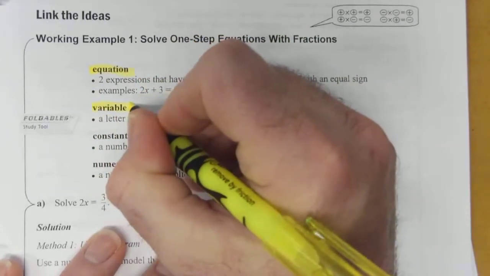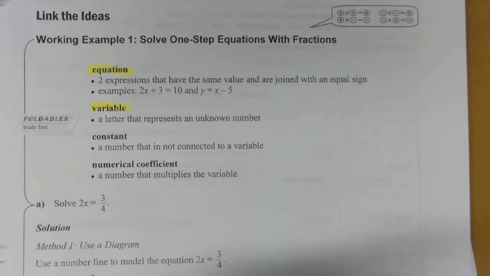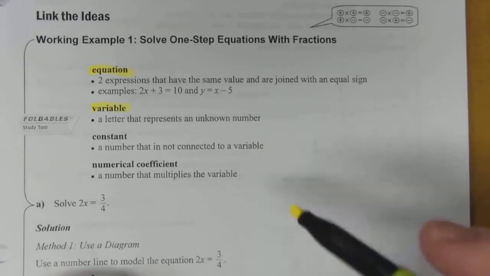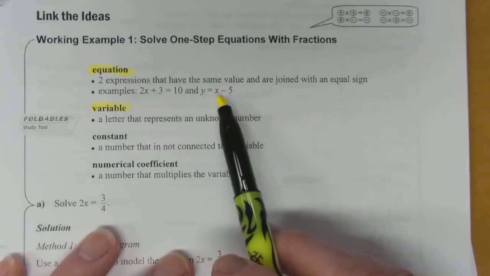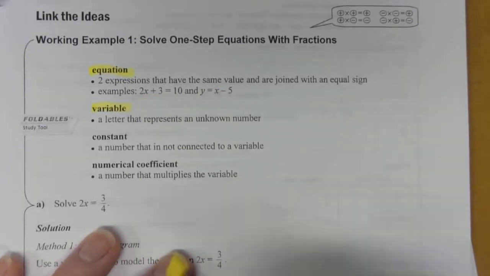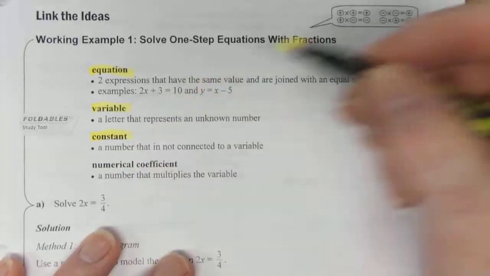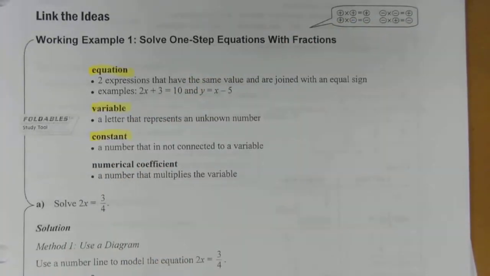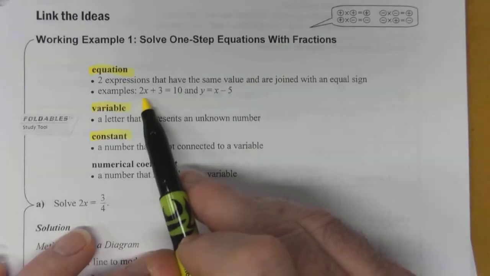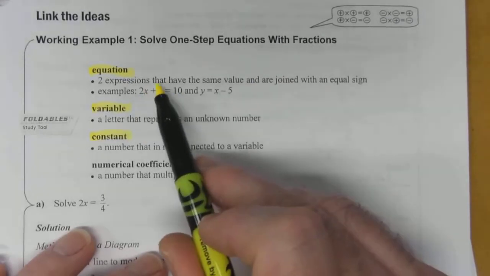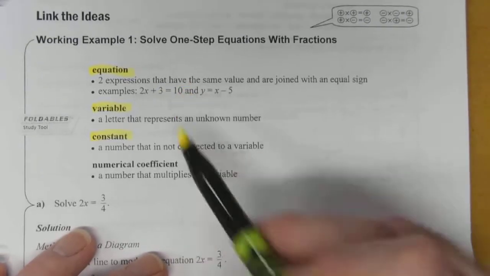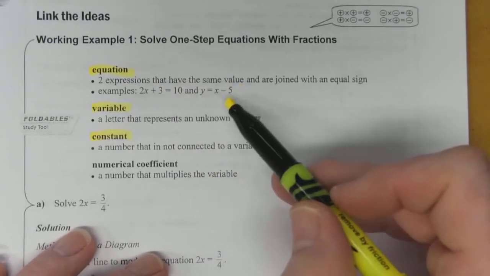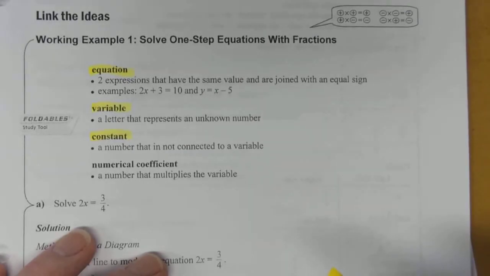Variables we've talked about a little bit, and that is a letter that represents an unknown number. So in these examples, x and y are our variables. A constant is a number that is not connected to a variable. So up here we've got 2 times x. There are no constants there. This 3 is a constant. This 10 is also a constant. Over here, negative 5 is our constant. So that's what a constant is. It's a number that is all by itself when written out in an expression.